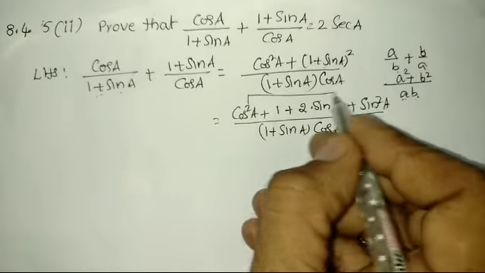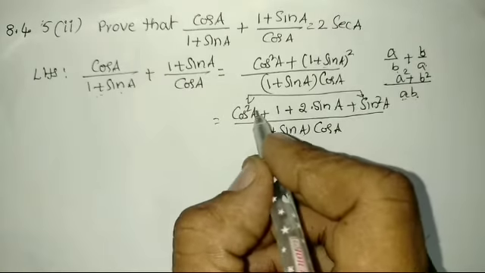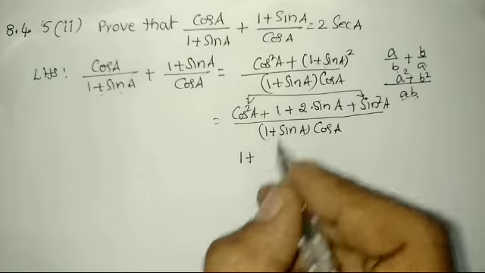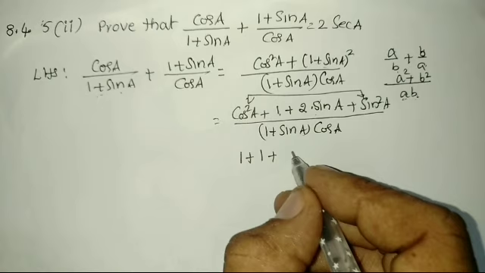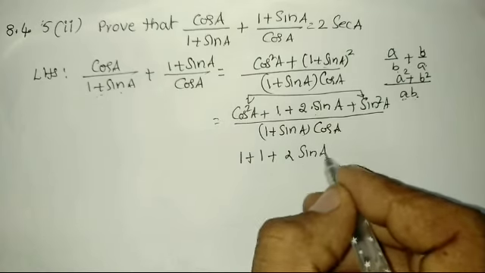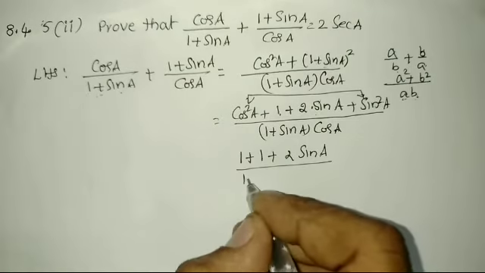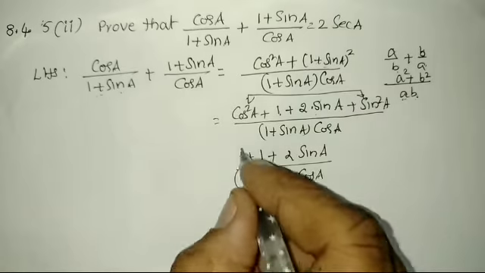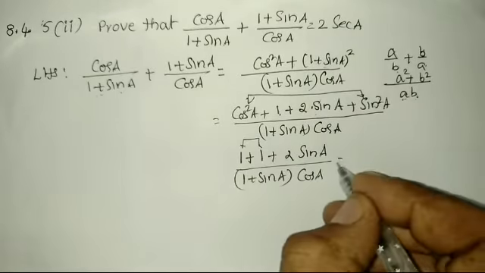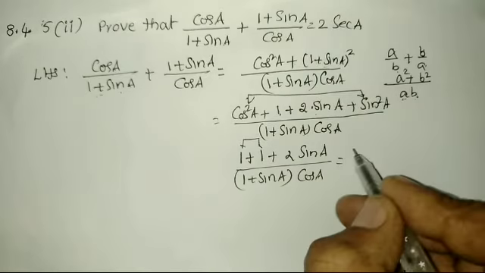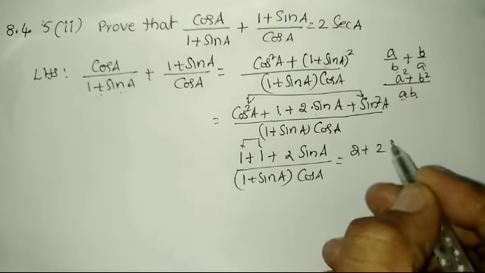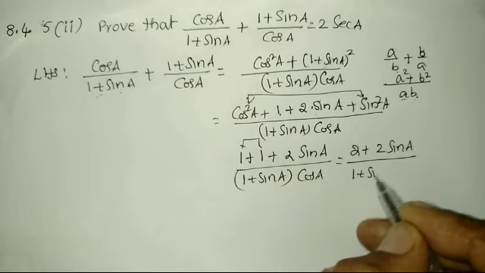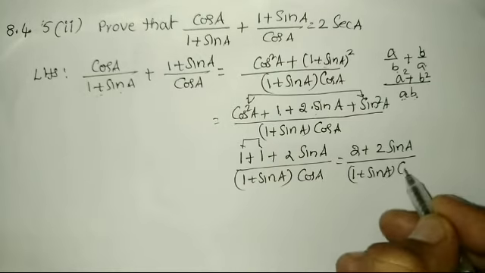Now we know that cos square A plus sin square A equal to what? 1. So instead of cos square A plus sin square A we write 1. 1 plus 1 plus 2 sin A by 1 plus sin A into cos A. Now what is 1 plus 1 here? 2. So 2 plus 2 sin A by 1 plus sin A into cos A.